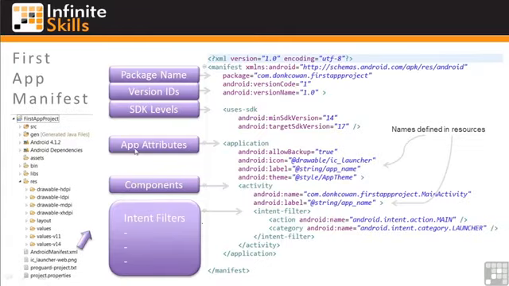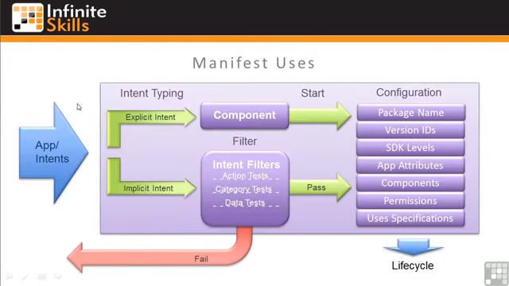Now let's take a look at our first app manifest. It contains the package name, version IDs, SDK levels, application attributes, component information, in our case, our main activity, and filters. Now let's take a look at how the manifest is used in handling your applications.